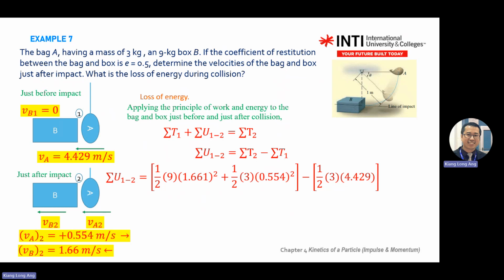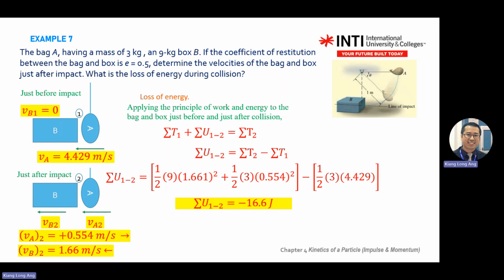After you have kinetic energy, after impact you have two bodies, so kinetic energy for A and kinetic energy for B. Before, you only have one kinetic energy because one body doesn't move, so the other side is 0 here. Then you calculate, the unit is joule.